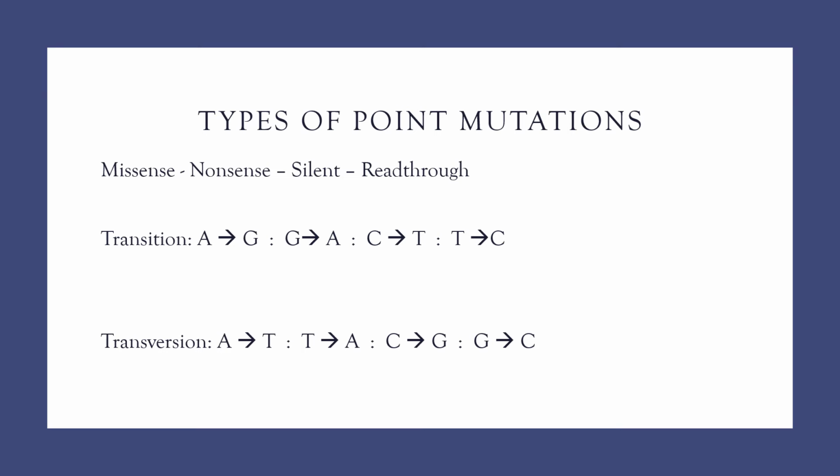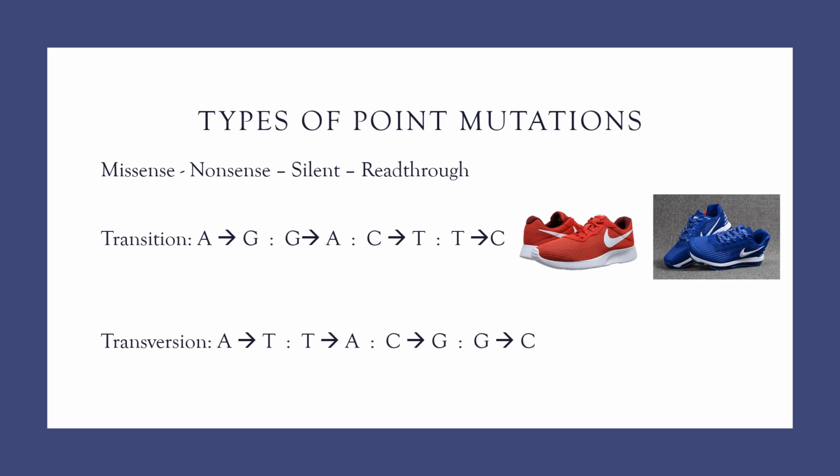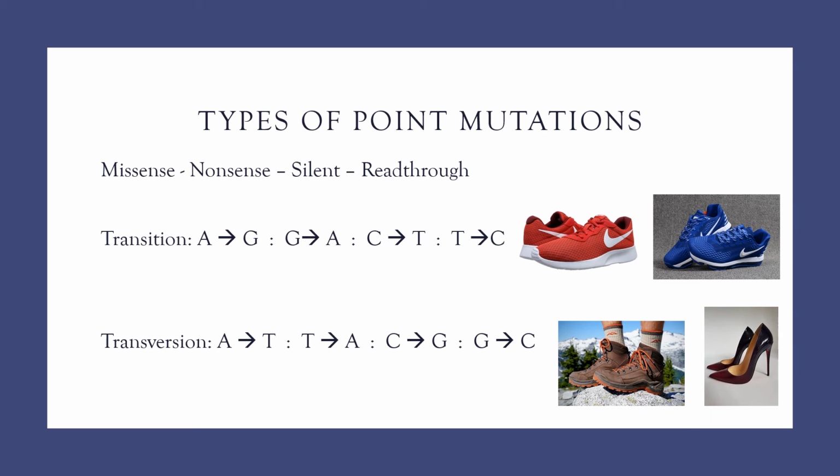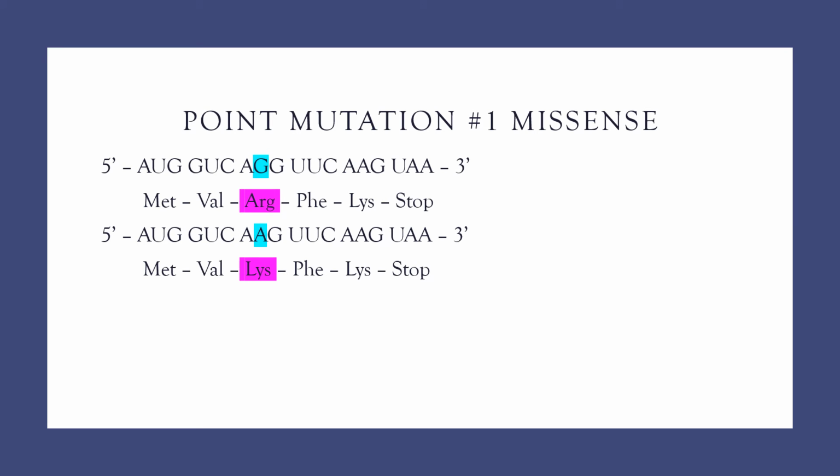Using another shoe analogy, we can think of a transition mutation as changing from one pair of sneakers to another pair of sneakers, which are similar shoes. And we can think of a transversion mutation as changing from hiking boots to high heels, which are two different styles. First, we have our missense mutation.